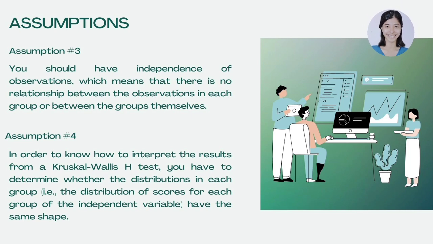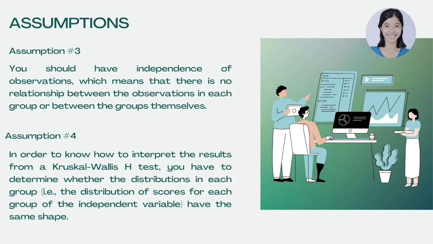Assumption number 3. You should have independence of observations, which means that there is no relationship between the observations in each group or between the groups themselves. So there must be no paired samples and each participant is part of only one group. For example, there must be different participants in each group with no participant being in more than one group.